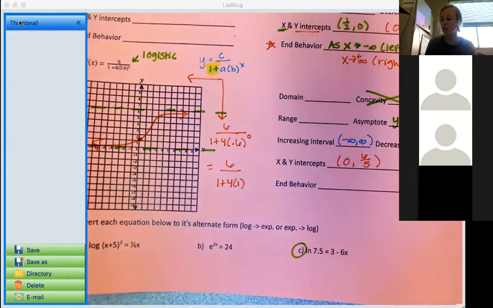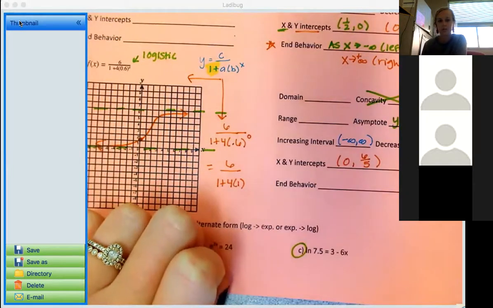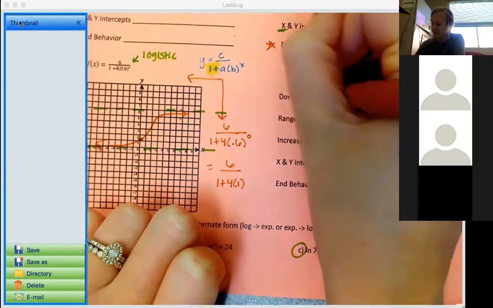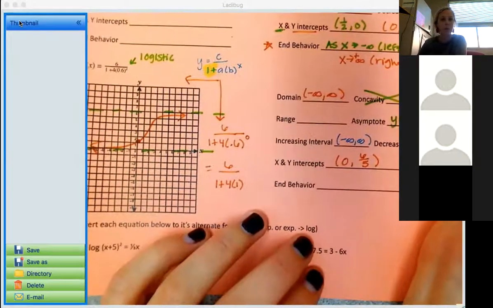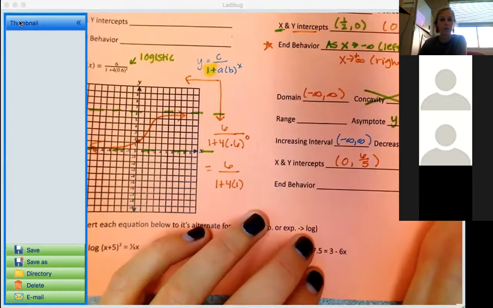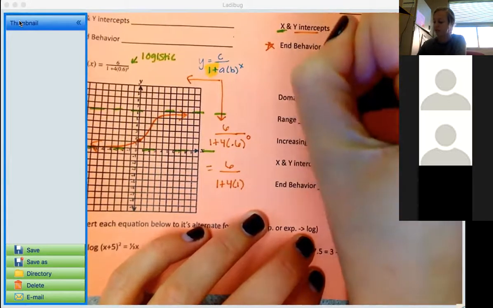All right, so what's my domain? Negative infinity to infinity. Good. And the range is in between what two numbers? 0 and 6. Very good.